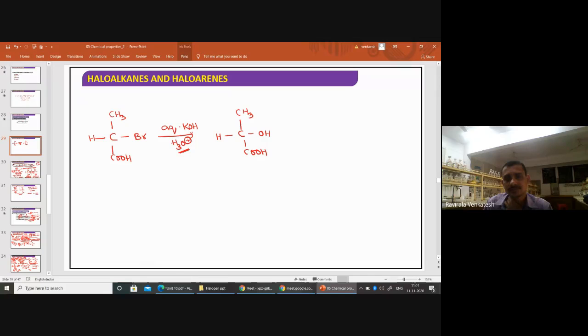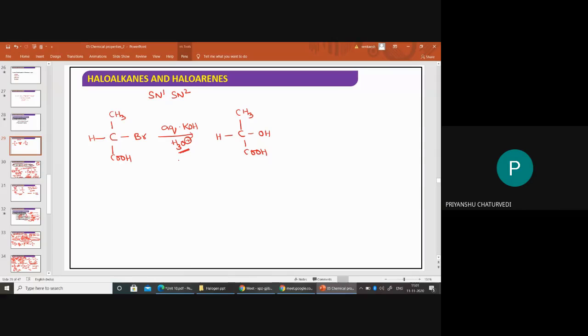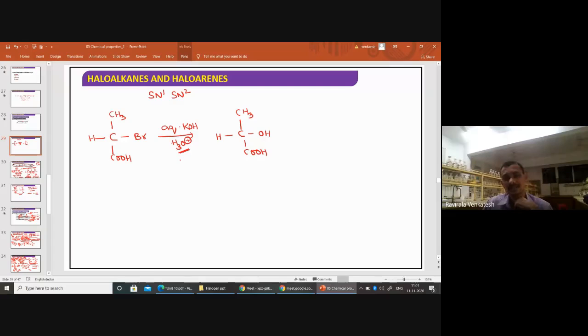SN1 or SN2? So what are we discussing? Nucleophilic substitution reaction. There is SN1 and there is SN2. Is it SN1 or SN2? Yesterday I gave homework on this also. SN2, sir. SN2? How will it become SN2?